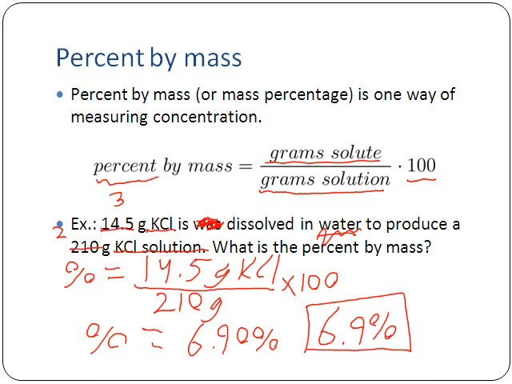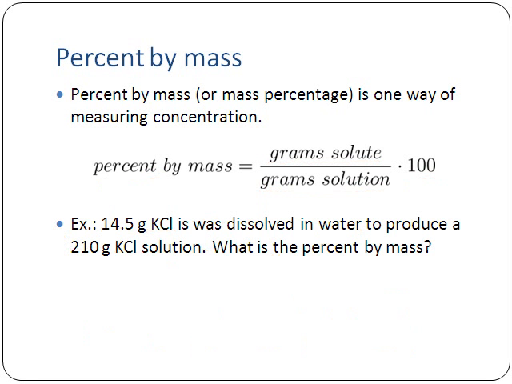As I said, this method is probably the most commonly used in everyday life. You will sometimes see this when someone talks about something being, say, a 10% saline solution. Basically, what they're saying here is that's the percent by mass. That this is 10% by mass saline or salt solution. And so this is how you'd work out a percent by mass problem. So let's take a look a little farther here.